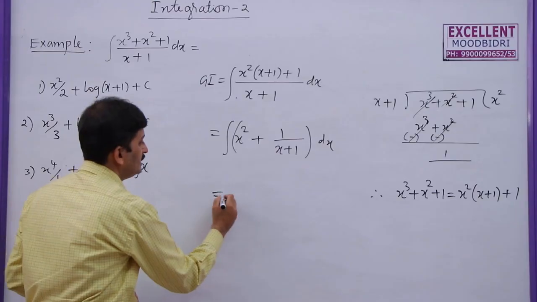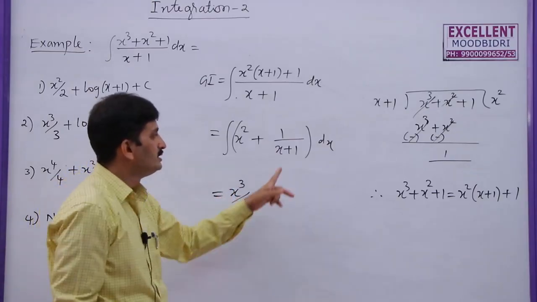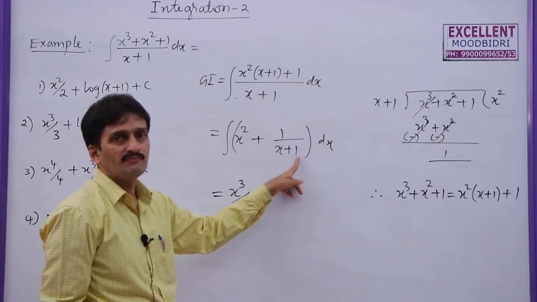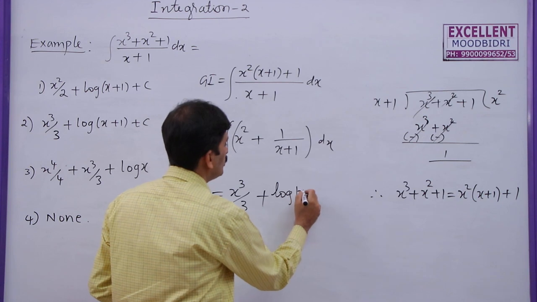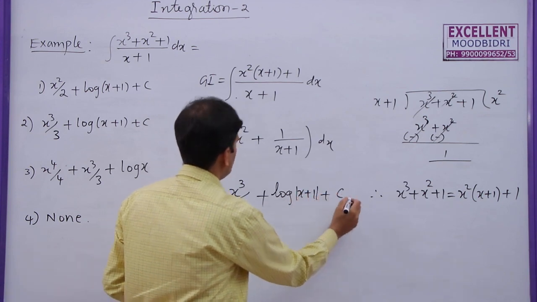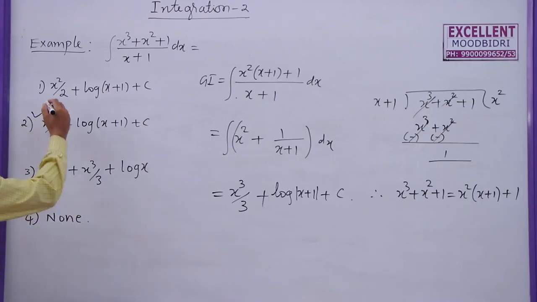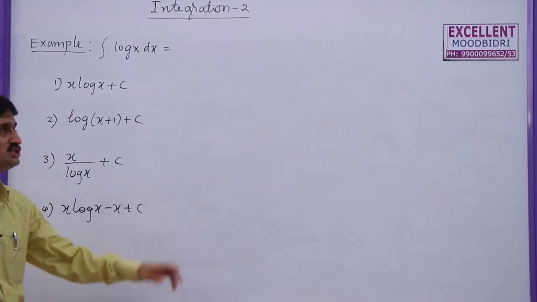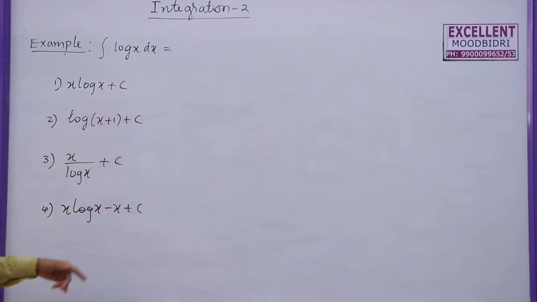Now integrate. Integration of x square is x cube by 3 plus 1 by x plus 1. It is in the form of 1 by x plus b. So integral is log of mod x plus 1 plus c. So what is the answer? X cube by 3 plus log of x plus 1 plus c. Second option. Next problem, integration of log x dx equal to, 4 options are given.